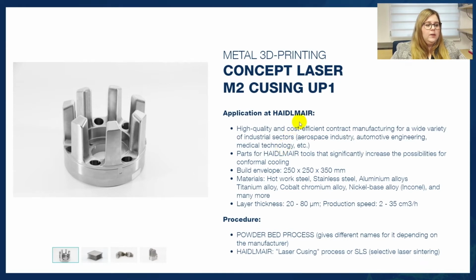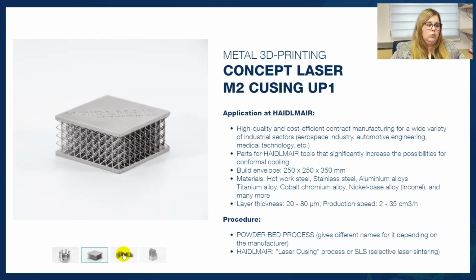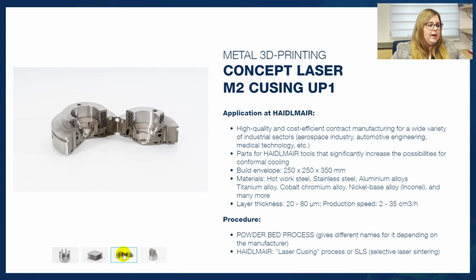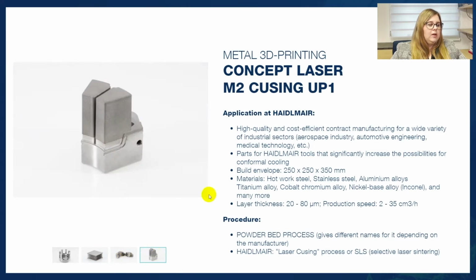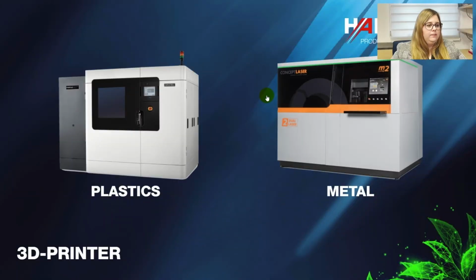We also have a metal printer. The Concept Laser is a traditional powder-based process printer, so a selective laser sintering printer. There are many applications and we can print components of 250 by 250 by 350 millimeters. Different materials or material alloys are possible, and we can print up to 35 cubic centimeters per hour. Again, you can see several pictures of applications and examples that we print in our company.